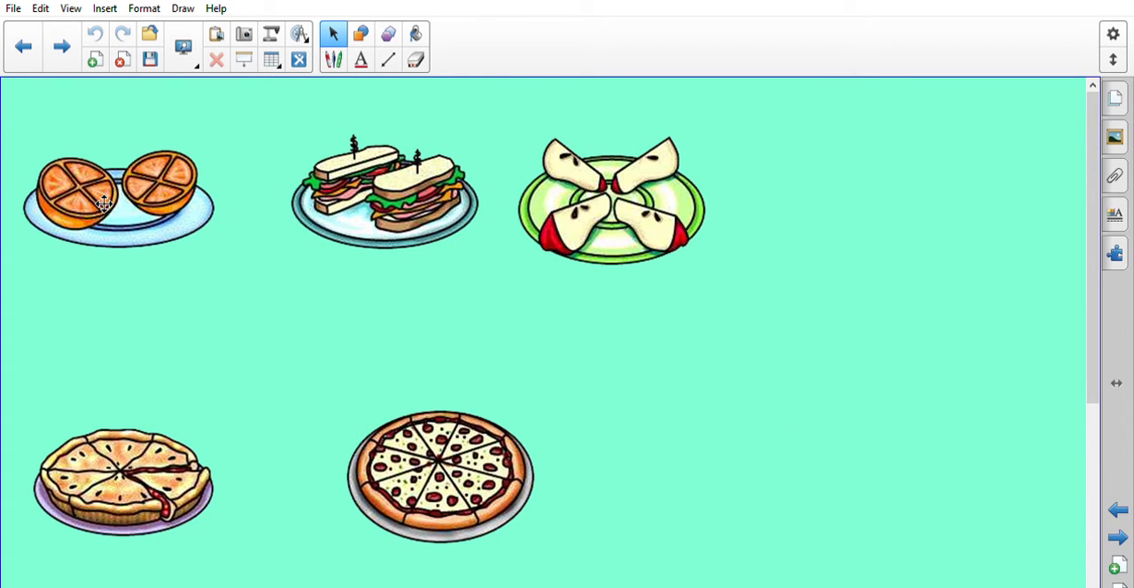So this orange here, how many parts has the orange been cut into? Got 2 and each part is half. For the sandwich here we've got 2 equal parts, so each part is a half. We've got an apple that's been cut into 4 equal parts, so we've got quarters there. This lovely looking pie here has been cut into 6 equal parts. The denominator there is 6, we've got it cut into 6ths. And then this pizza here has been cut into 8 equal parts, so we've got 8ths.